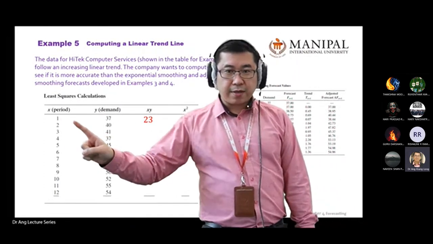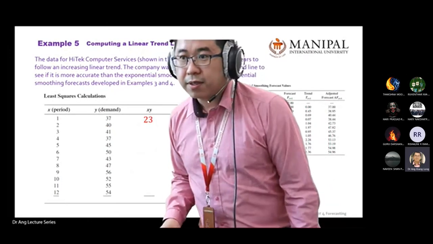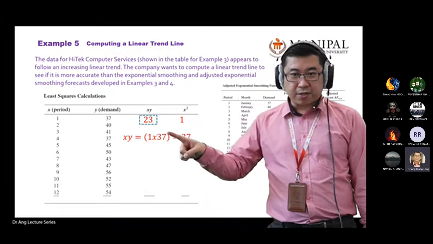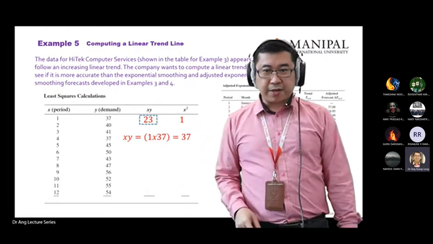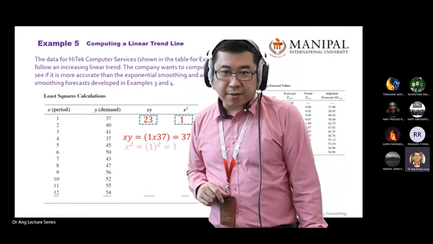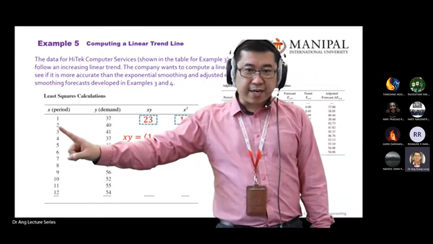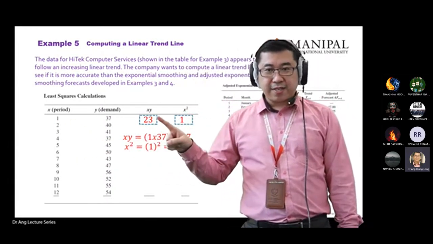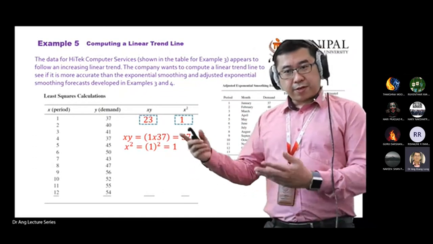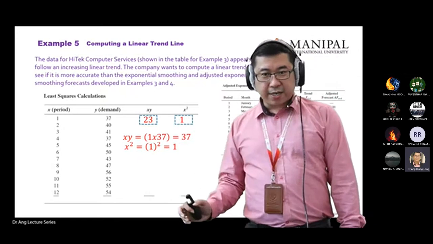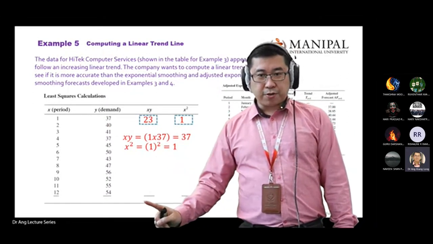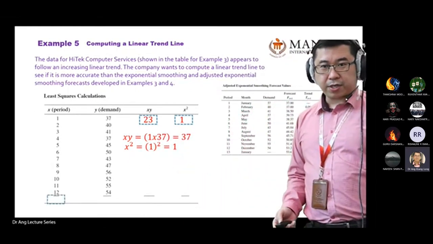X Y is 1 times 37. I think I keyed in the wrong number here. It's not 33, it's 37. Okay, I keyed in the wrong number here. It's 37, not 33. Okay. So then you square the X. X is 1. So you square it, you get 1. Typo error here. Take note, typo error. It's not 23, but 37. Okay, so you build the table using Excel, you just drag, okay? Drag means it copies the formula that you did for the first one. You drag, then you sum the numbers, you put in the calculation sheet. Okay.